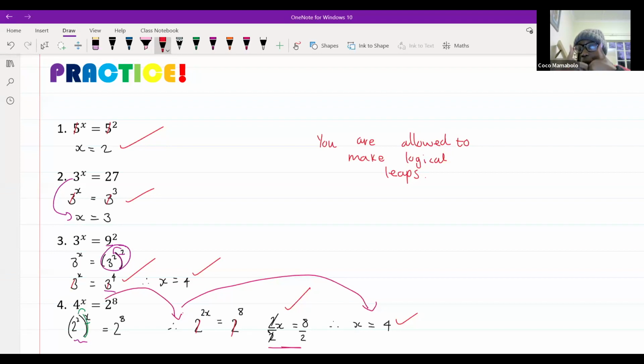Give me a thumbs up. Are we all okay with this idea? Yeah? Okay, remember guys, maths is about being lazy. Maths is about being lazy. So if there's an easier way for us to get to an answer, we're definitely going to take the shortcut. All right.